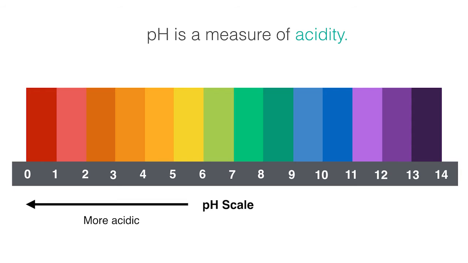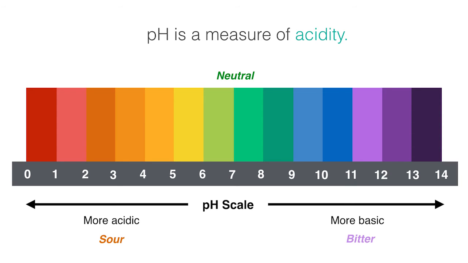The lower the number on the pH scale, the more acidic a solution is, and the more hydrogen ions it has. Conversely, the higher the number on the pH scale, the more basic a solution is, and the less hydrogen ions it has. A pH of 7 represents a neutral solution, meaning that the number of hydrogen and hydroxide ions are equal. For the curious folk out there, acidic solutions taste sour, basic solutions taste bitter, and neutral solutions are things like water and don't taste like anything.